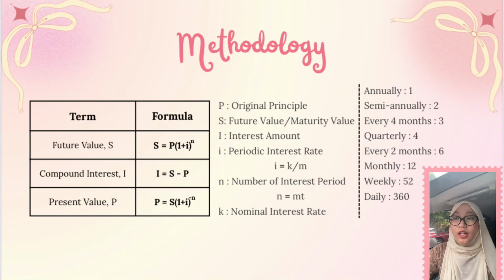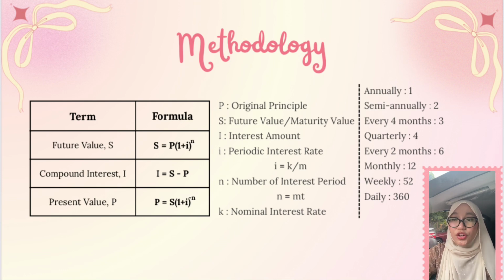The logic of compound interest. The future value, denoted as S, is calculated using the formula S equals P times (1 plus i) to the power n, where P is the original principal and n is the number of interest periods. The compound interest, represented by I, is calculated using I equals S minus P, which shows the total interest earned over time. To find the present value, we rearrange the formula as P equals S divided by (1 plus i) to the power n.